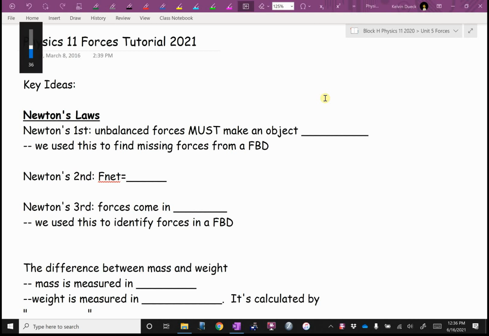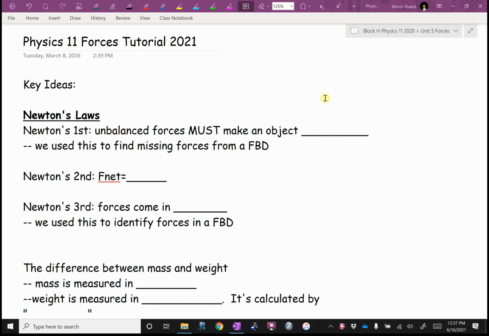So your test is going to have some multiple choice. There's going to be a lot of conceptual stuff, really a lot of stuff about Newton's first and Newton's third. You don't need to know which one's which. You just need to know that forces come in pairs. You don't need to know that's Newton's third. You just need to know that's a Newton's law.